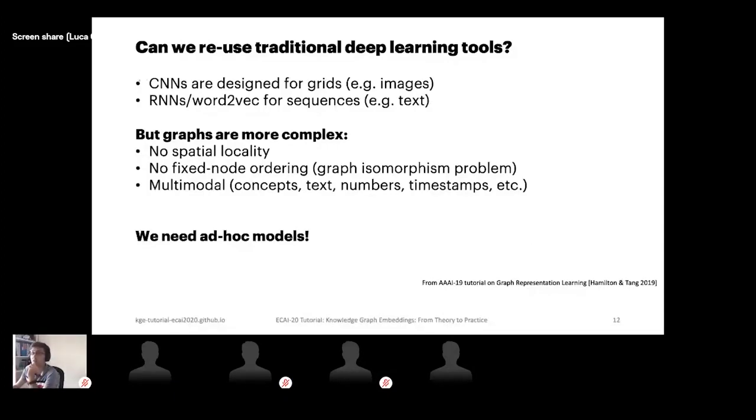We could use existing popular and mainstream architectures like convolutional neural networks or RNNs. But the problem is that these architectures have been designed mostly for grids in the case of CNNs, or for sequences in the case of RNNs, and graphs are definitely more complex than that. There is, first of all, no notion of spatial locality. There is no fixed node ordering. If you're familiar with the graph isomorphism problem, that is one of those critical aspects to consider when designing an architecture.